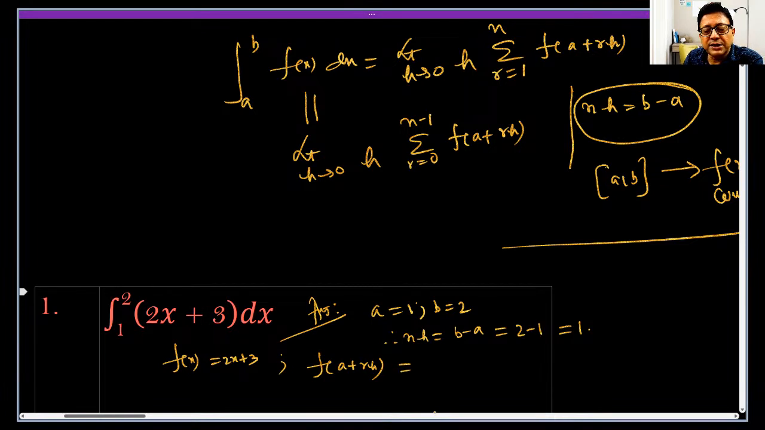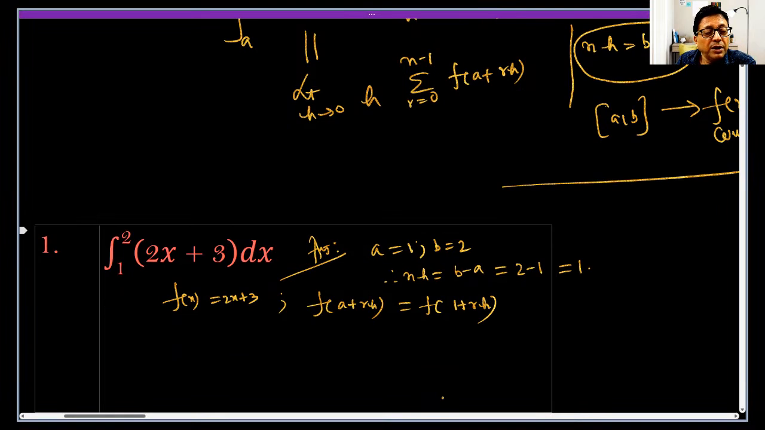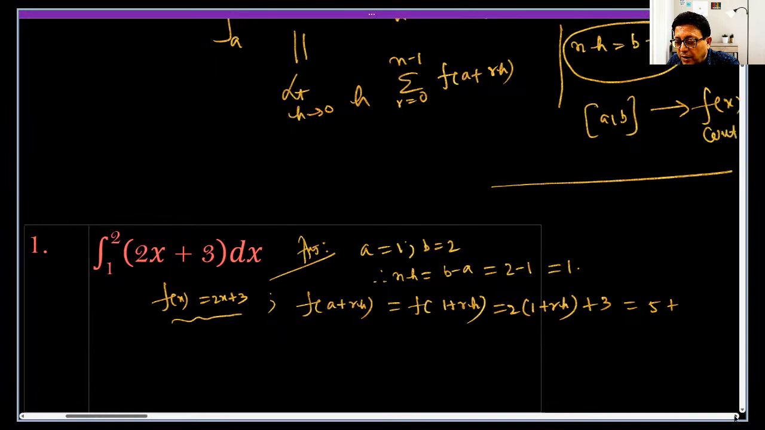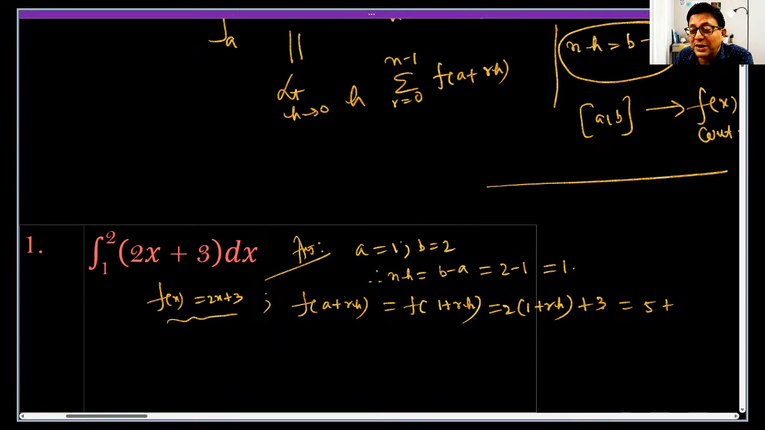f of (a plus rh) is f of (1 plus rh). How to find it? f(x) is this thing, so 2 into (1 plus rh) plus 3. That is 5 plus 2rh. Clear? Understood? We found f of (a plus rh) for the sake of this part.